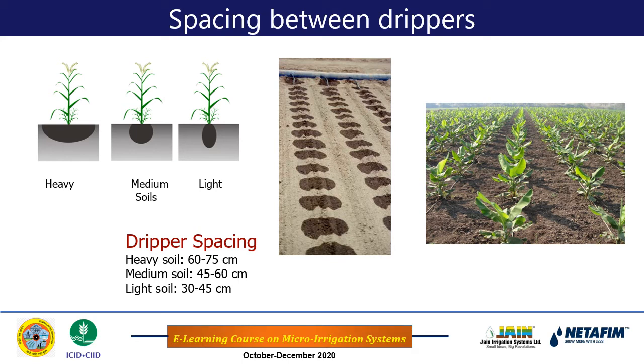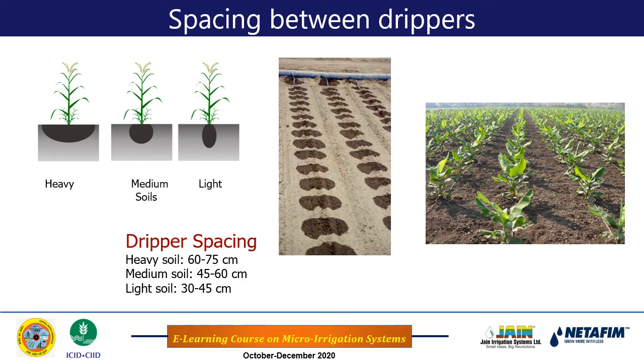So in the case of heavy soil, the wetted area which is formed has more width compared to light soil. In the case of light soil, the wetted soil zone or wetted root zone will have less width but more depth. And for the medium soil, as you see in the figure, it is in between heavy soil and light soil.